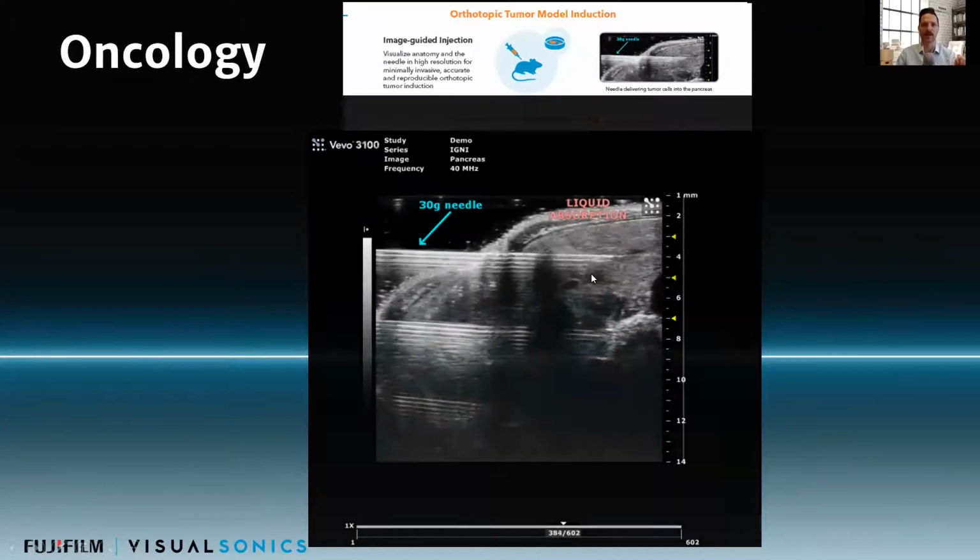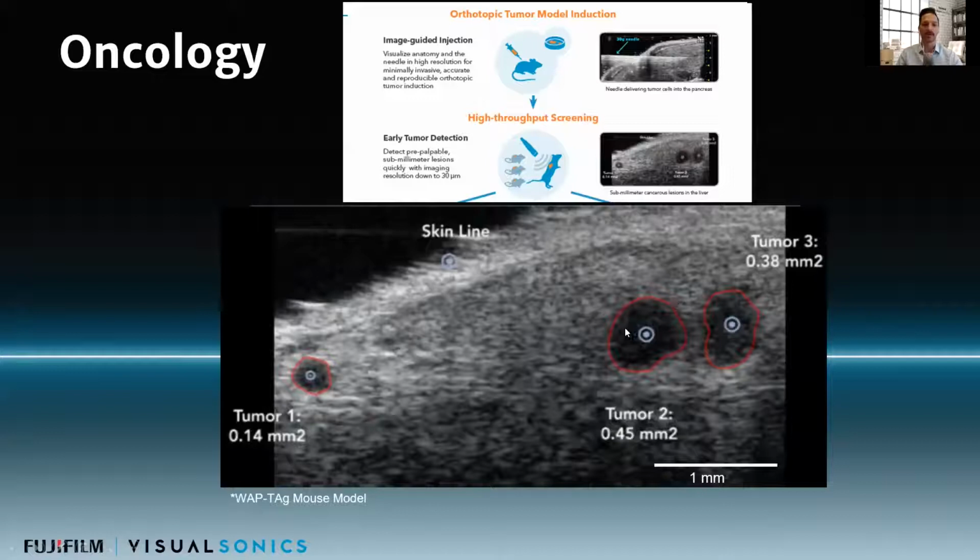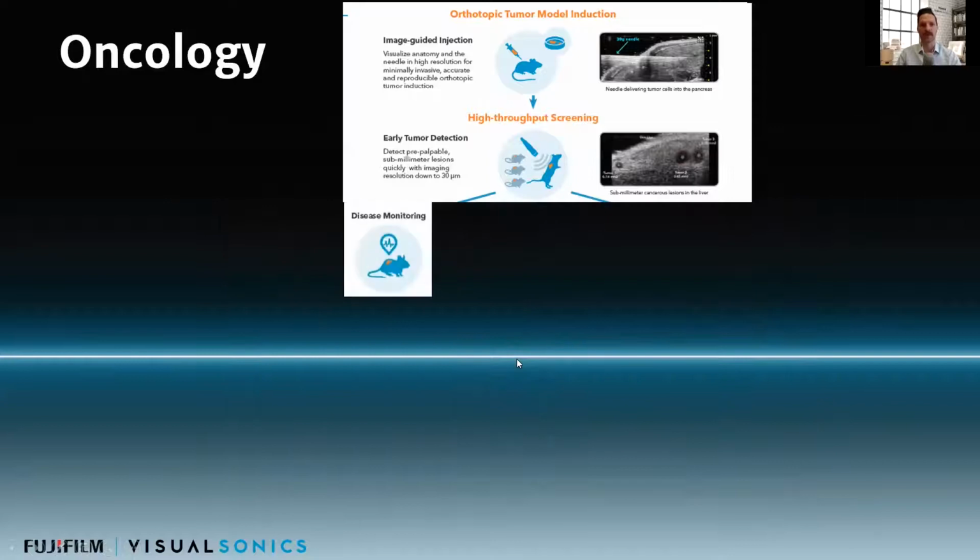so you know where precisely you are putting your cells in your tumor models. Next is screening. So you've injected your cells. You want to see, okay, have those tumors taken up in the organ of interest. So this is great. High frequency ultrasound can be a great screening tool where we can see very, very small lesions in different tissues. In this case, I believe it's a breast tissue, but all sorts of other tissues there.